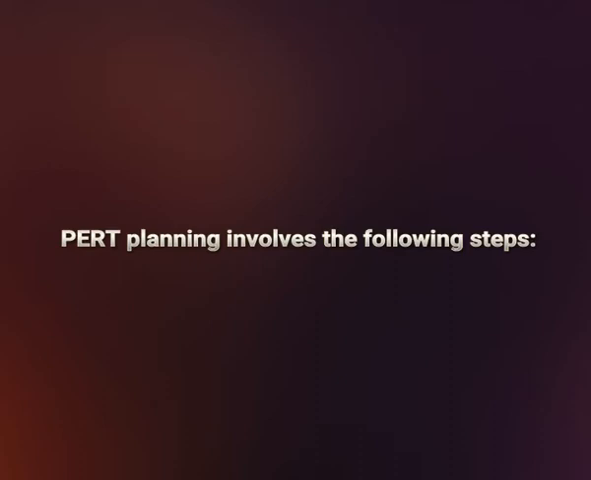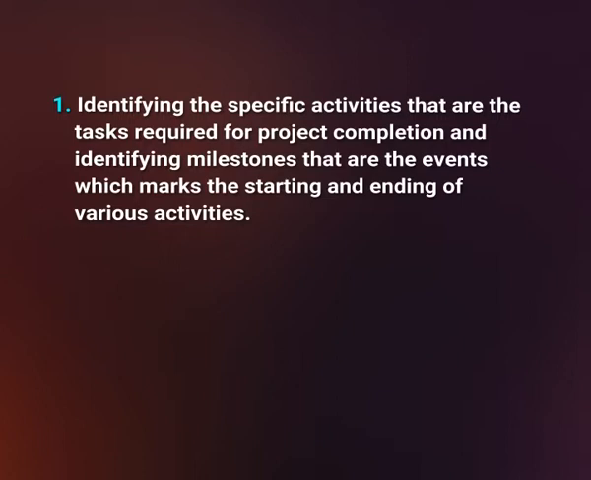PERT planning involves the following steps. 1. Identifying the specific activities, that is the tasks required for project completion, and identifying milestones, that are the events which mark the starting and ending of various activities.